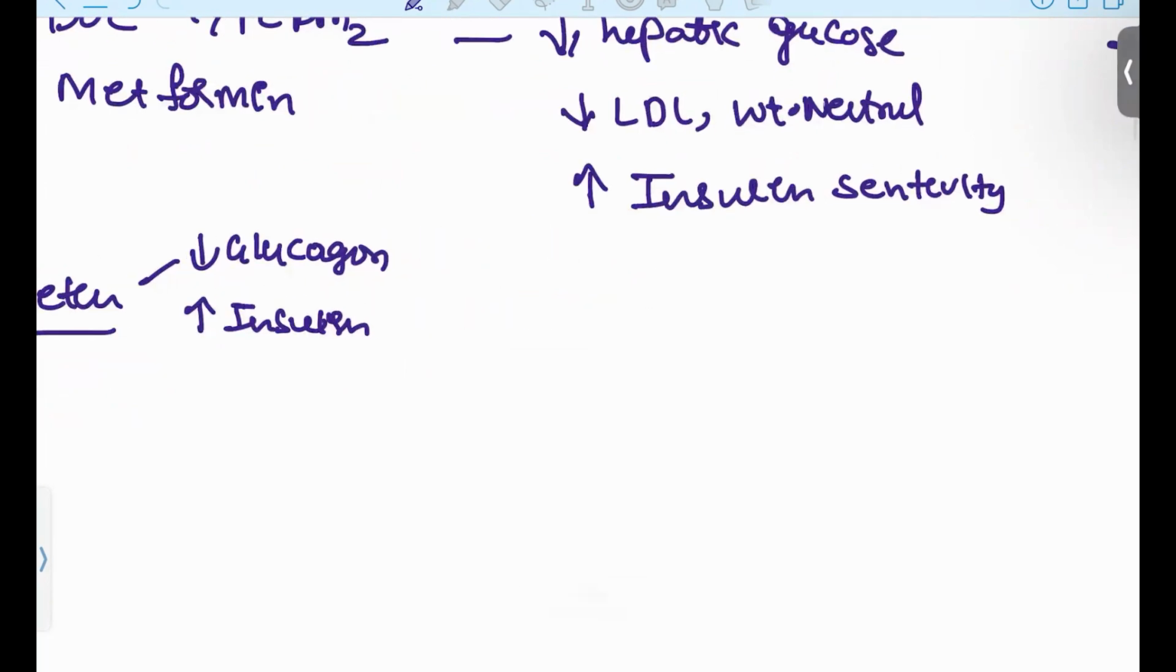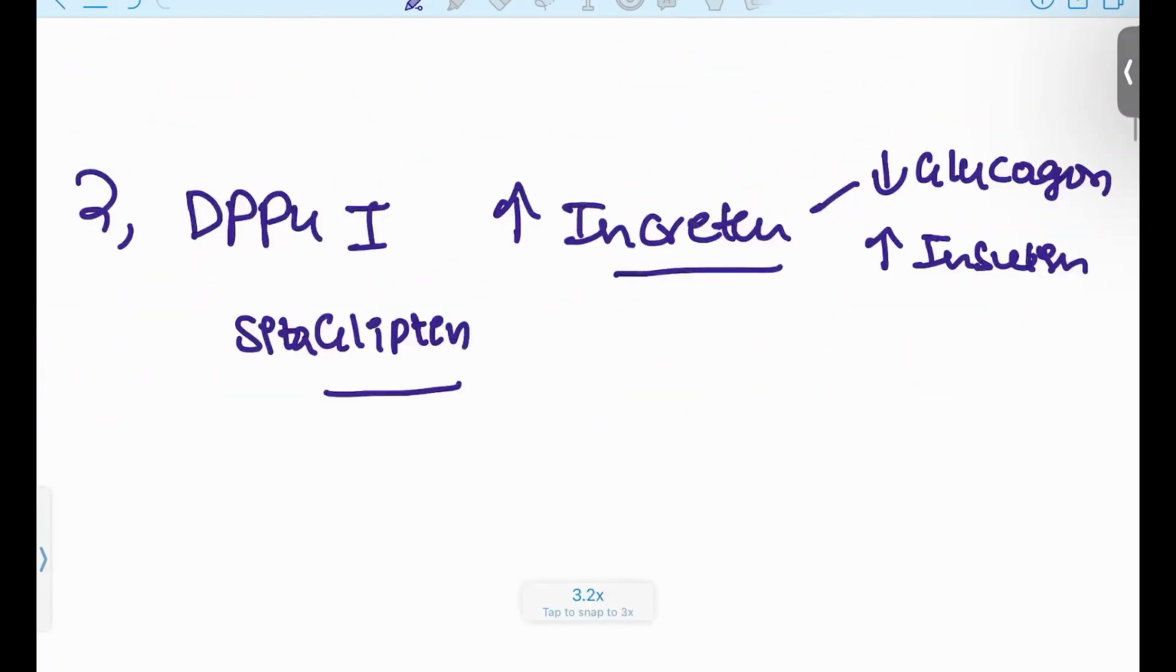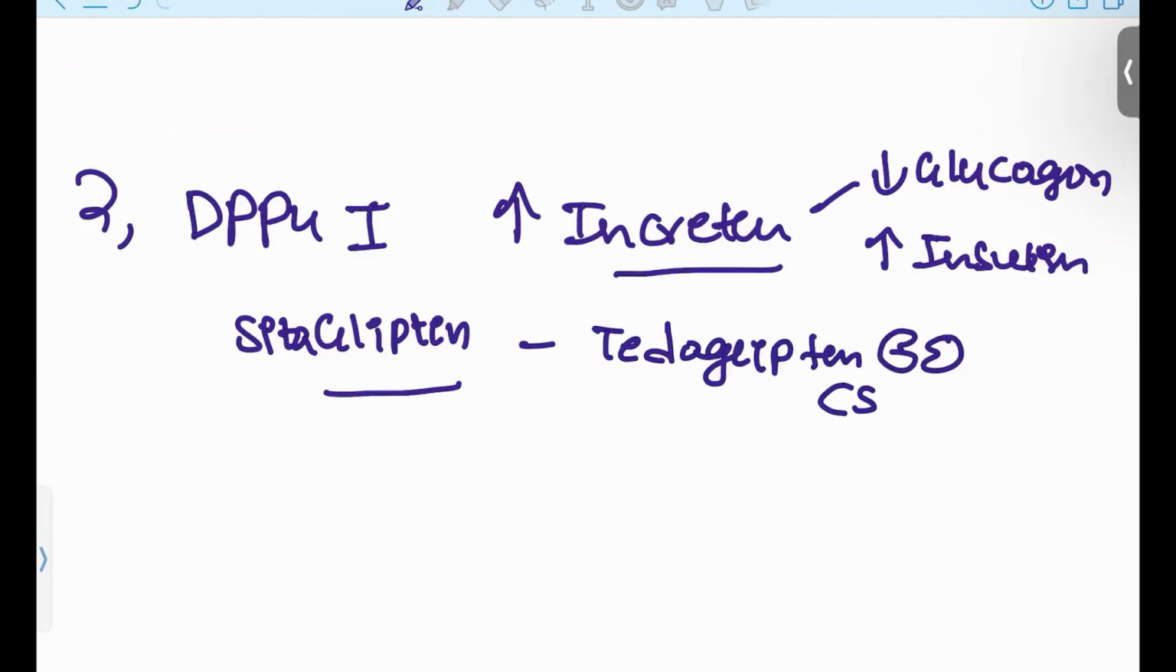And what are the side effects? Usually, rarely, pancreatitis is seen in this patient. And in liver disease patients and renal disease patients, we should not give these drugs. But there is an exception among the gliptins, teneligliptin. The drug teneligliptin can be given to patients who are suffering from kidney disease. This drug is safe.